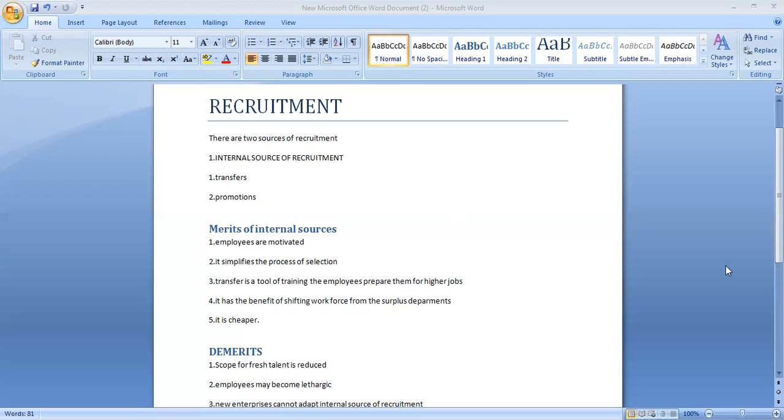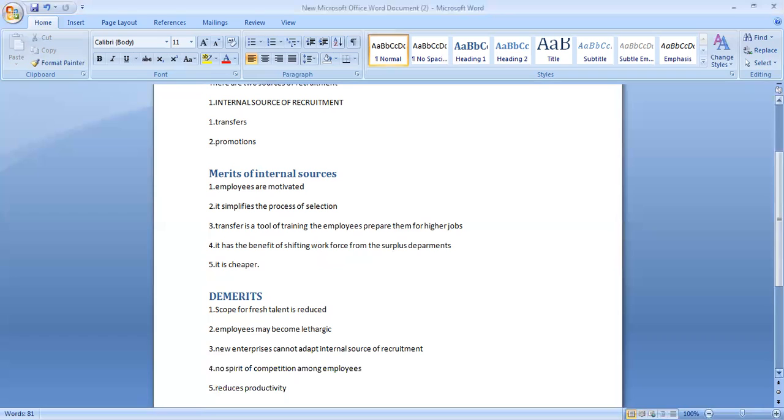Now let us discuss the merits and demerits of internal sources. Let me start with the merits of internal sources. The first one is that employees are motivated, because when you start recruiting your own employees within the organization, you are giving them an opportunity.